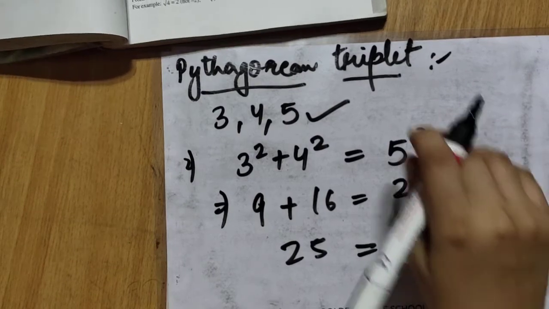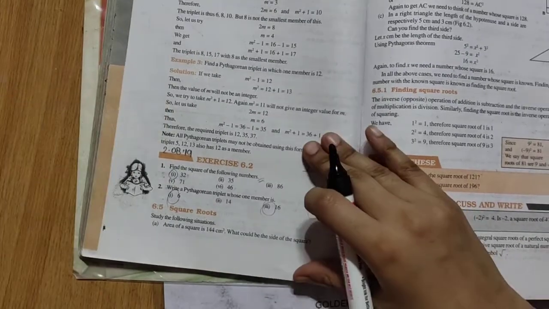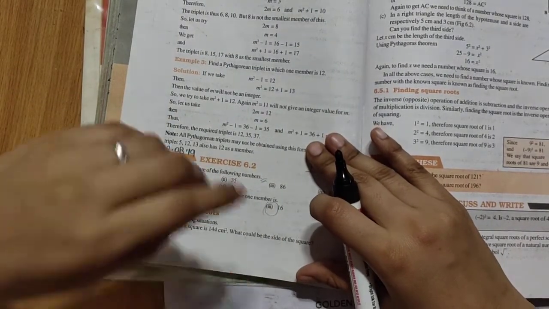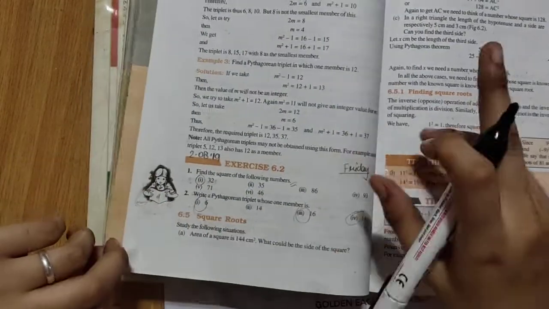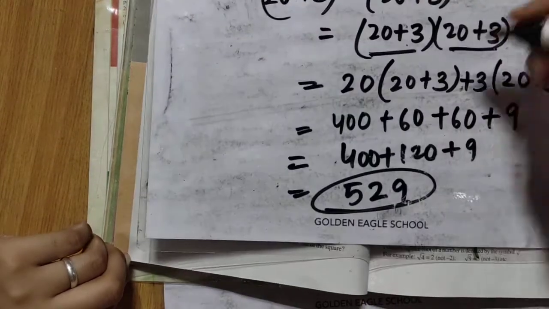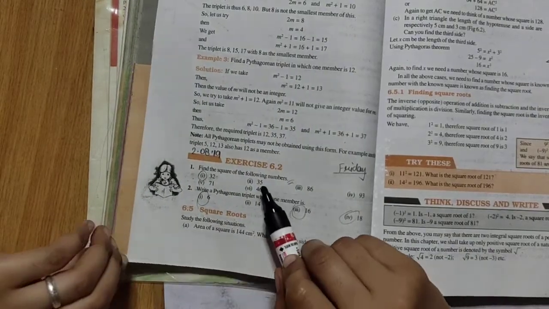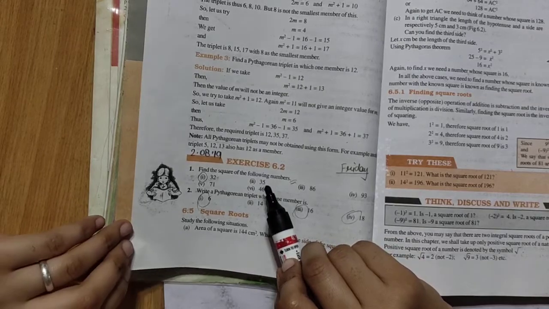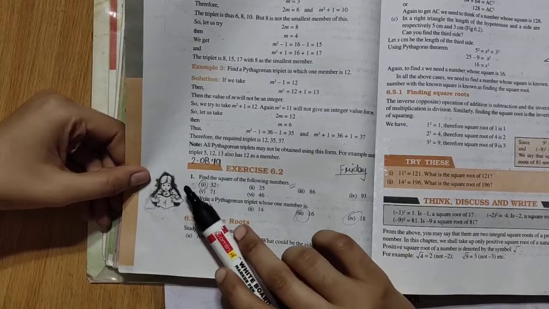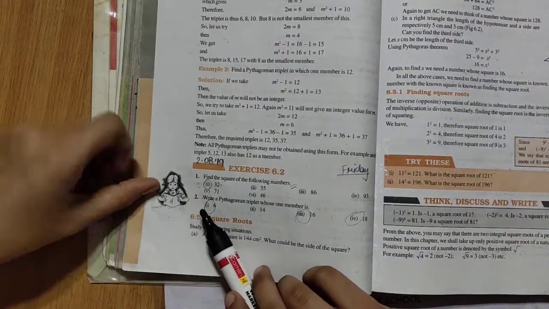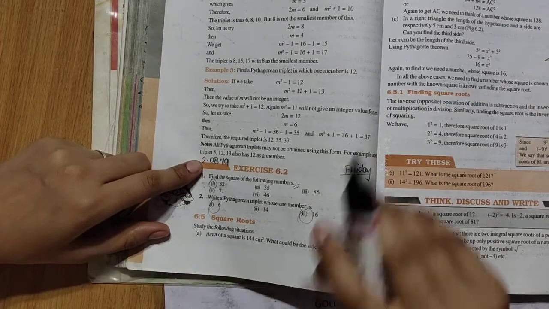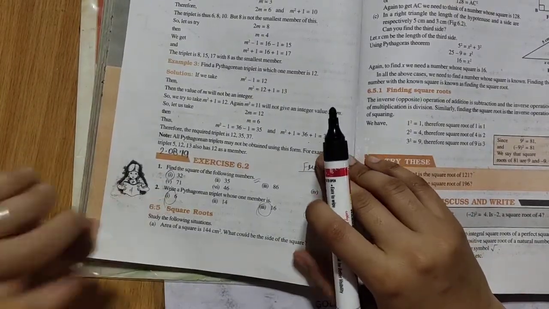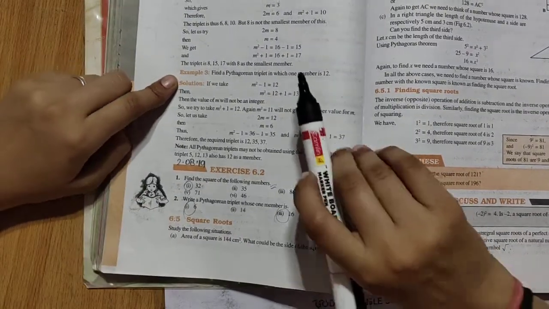Now we will move on to exercise 6.2 based on Pythagorean triplet and squares of numbers. In the first question we have to find the square of the numbers. As we found the square of 23 in the example, we will similarly find the squares of the following numbers. If the unit digit is 5, that is a different method, which I have told you also. So the first question you can do. Second question: write a Pythagorean triplet whose one member is 6. You can consult example number 3.